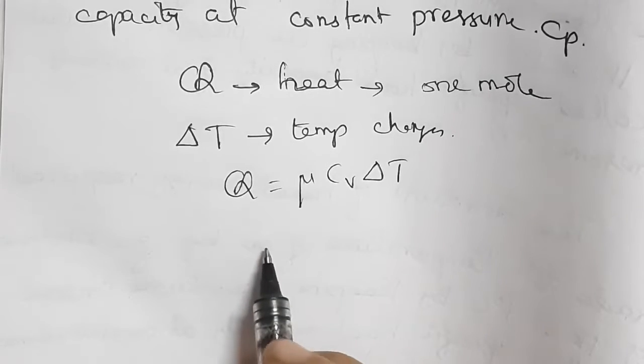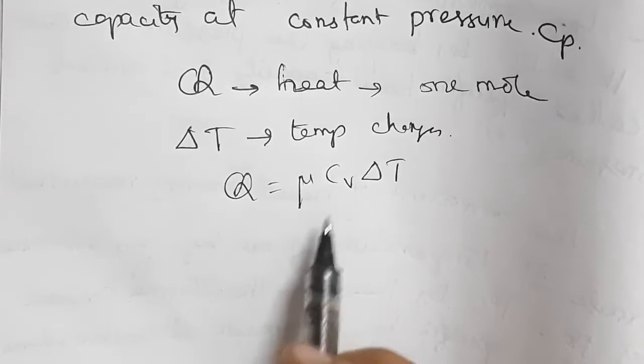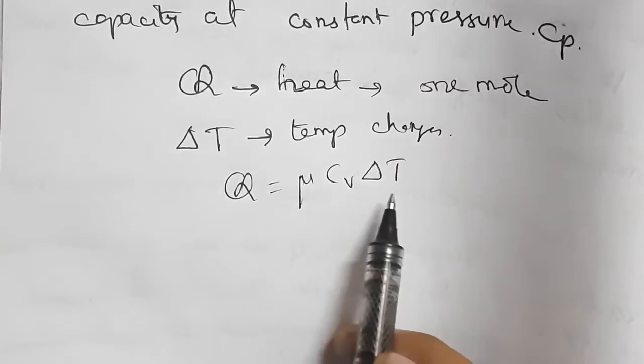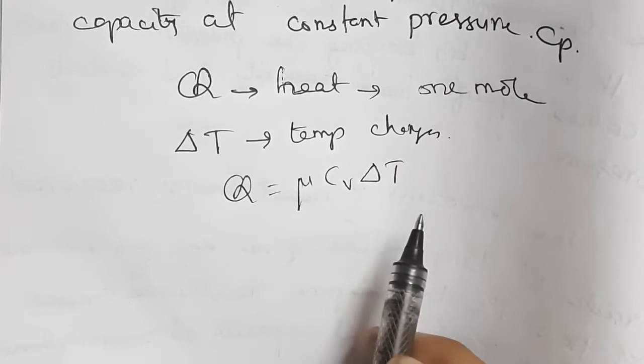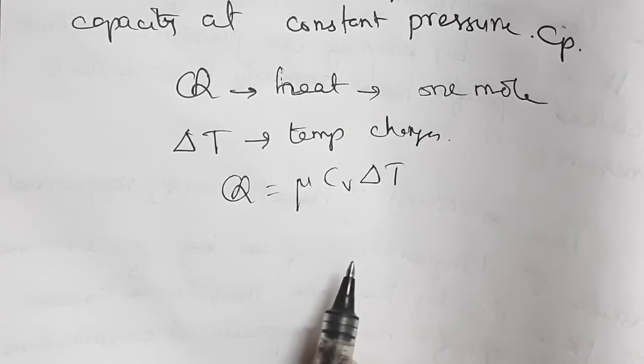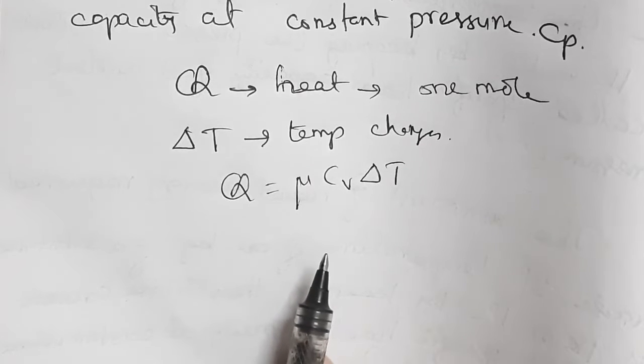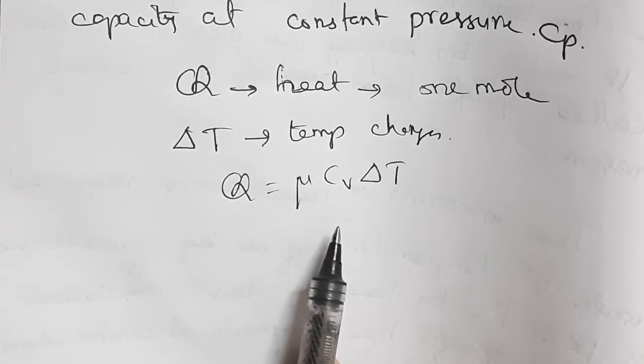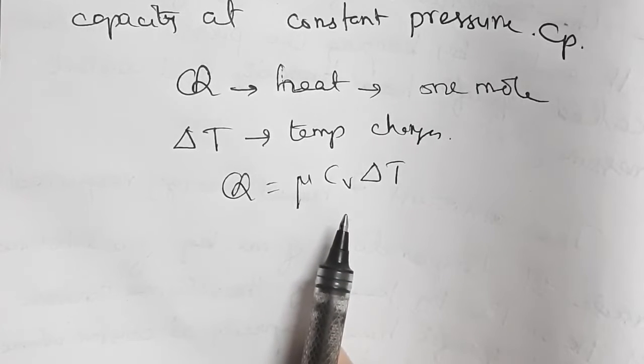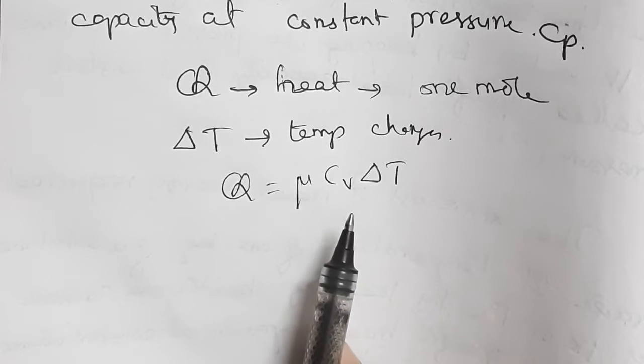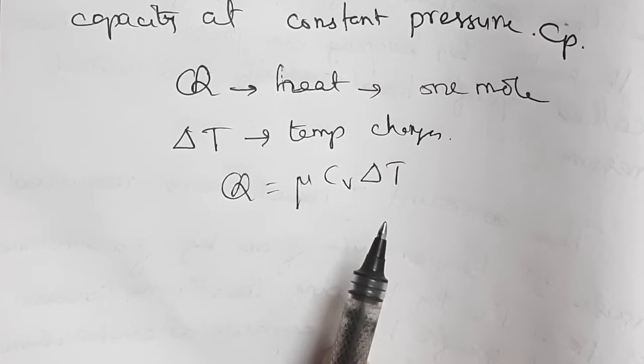This is a formula: heat supplied to a system is proportional to mu Cv delta T, where mu is the amount of gas in moles, Cv is the molar specific heat capacity at constant volume, and delta T is the temperature change.